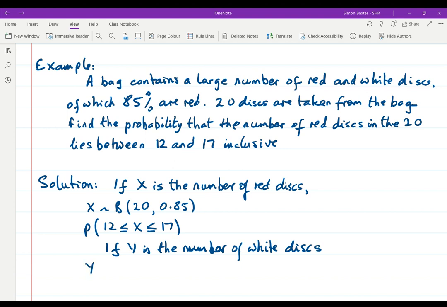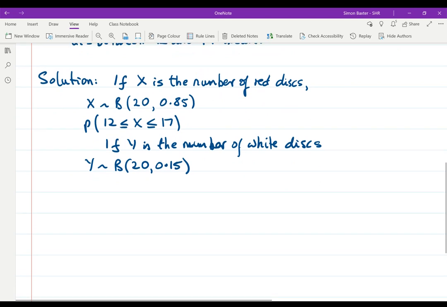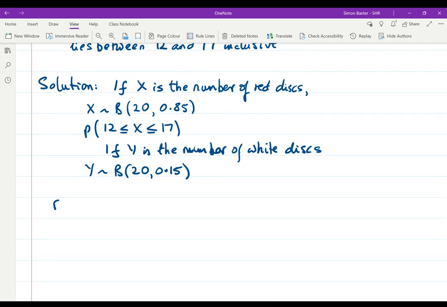Then Y is still binomial. We still have 20 in the sample, but if the probability of a red disc is 85% or 0.85, the probability of a white disc is 0.15. Now we can use the tables. We can look in the tables where n is 20 and p is 0.15. What are we looking for? We're looking for 12 less than or equal to X less than or equal to 17.